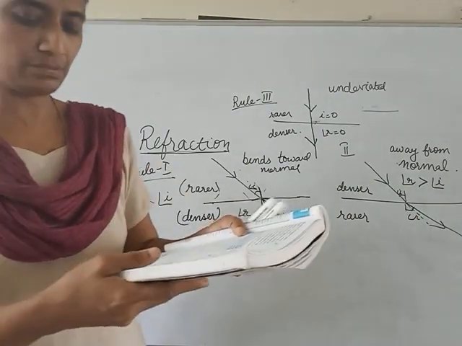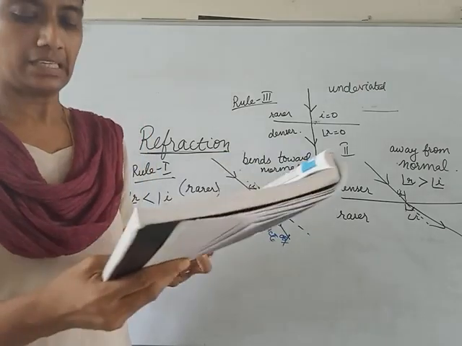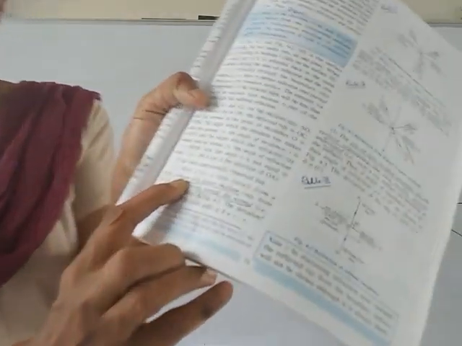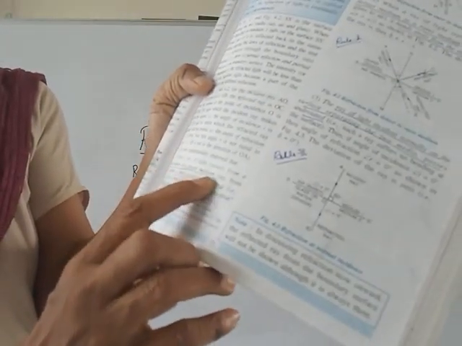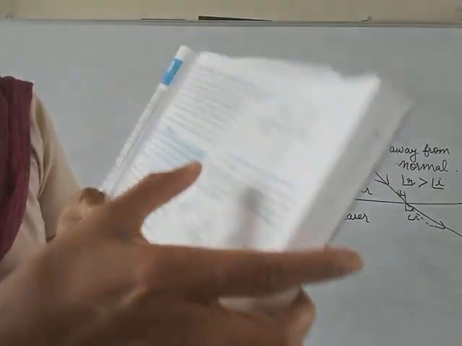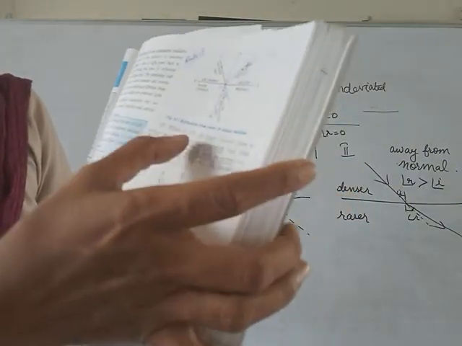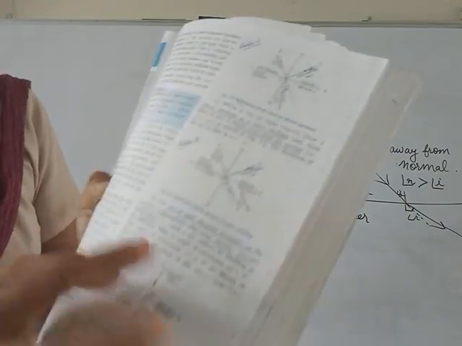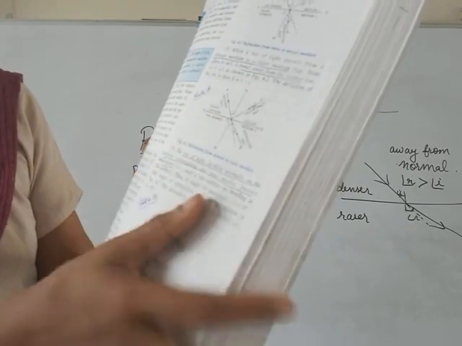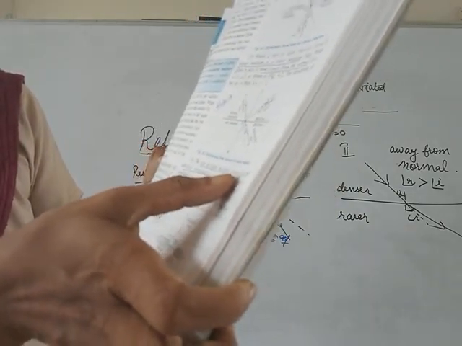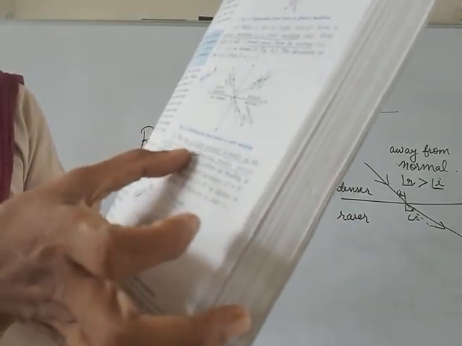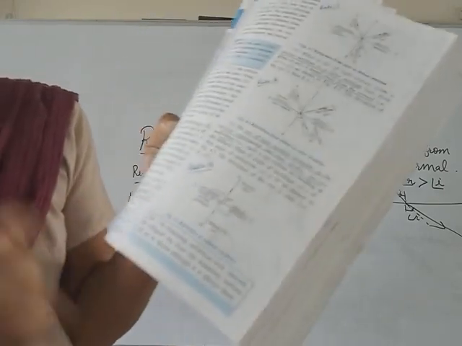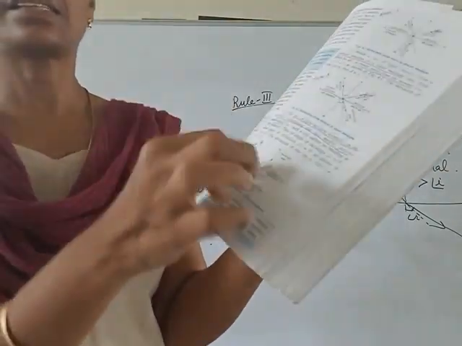So these are the 3 rules that you have to remember while drawing all the ray diagrams. You can underline. In case 1, you will underline this part: rarer to denser bends towards the normal. Then come to the second point: denser to rarer bends away from the normal. And third one: the ray of light is incident normally on the surface, the ray passes undeviated. Normally and undeviated are the important words, and these 3 diagrams.